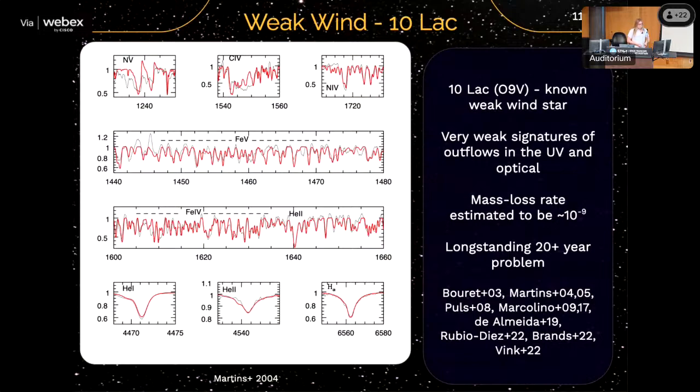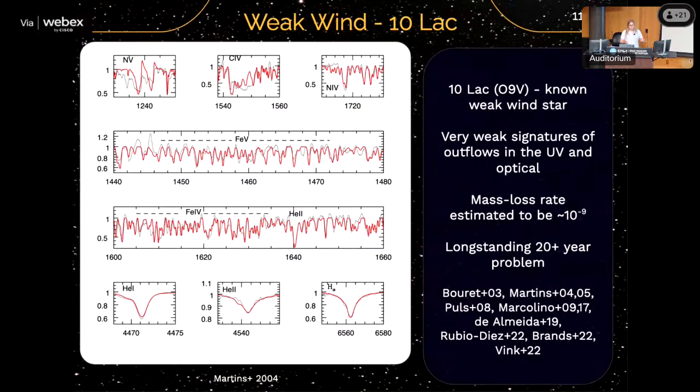Let's zoom in on one of these stars. This is an O9 dwarf star, 10 Lac. It's the same one that was shown on the slide before in carbon-4. There's almost nothing going on wind-wise. The highest mass loss rate estimate people could get from this spectrum was 10 to the minus 9. It's about an order of magnitude below what you would predict if you were following a general trend.